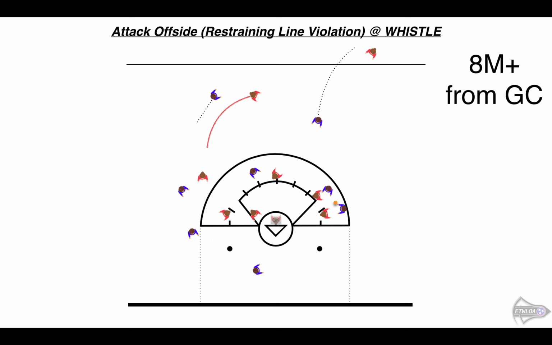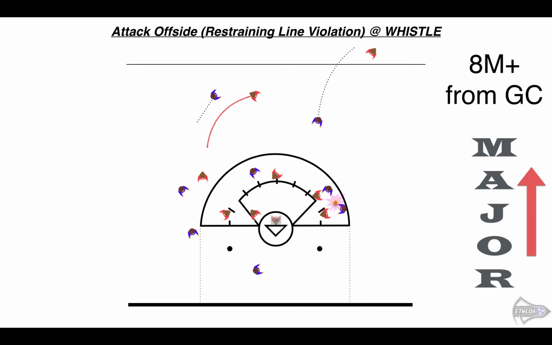Attack offsides, this is an immediate whistle. So here we have an attacker coming down and not having somebody else stay back. We've got 8 people below the restraining line. This scenario shows what we do when the call is whistled with the ball greater than 8 meters from the goal circle.